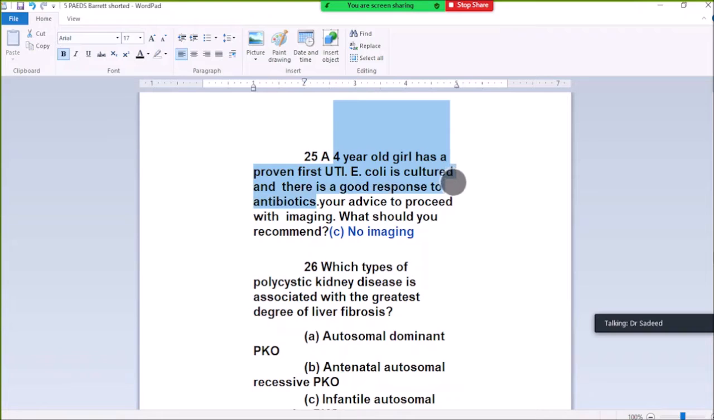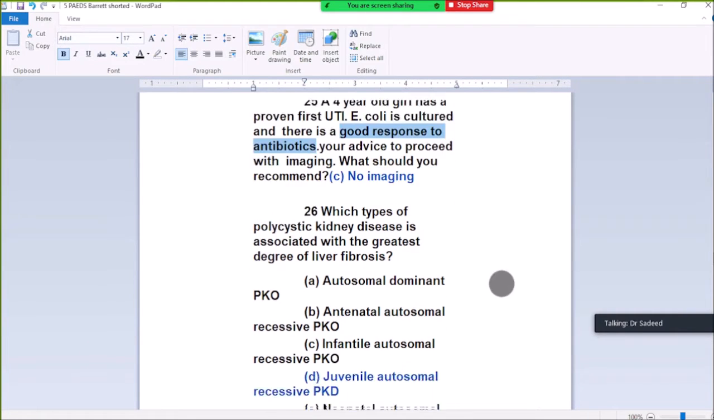25. A 4-year-old girl has a proven first UTI. The UTI is cultured and there is good response to antibiotics. You are asked about proceeding with imaging. What should you recommend? No imaging, because it is the first UTI in a child and there is good response to antibiotics, so no imaging.